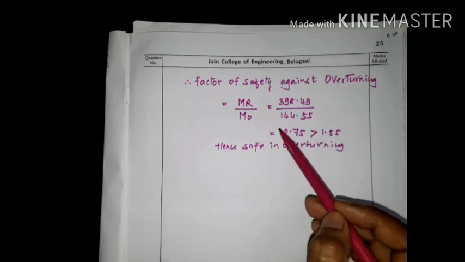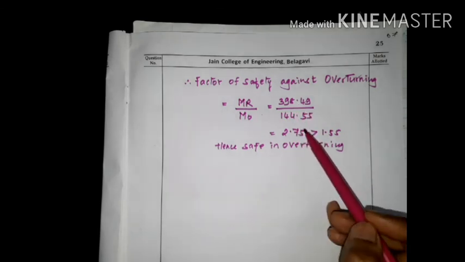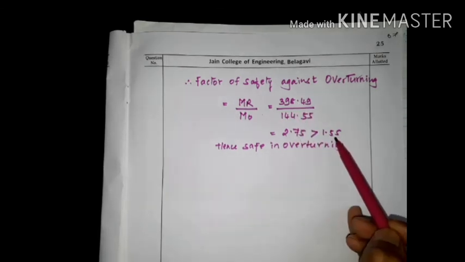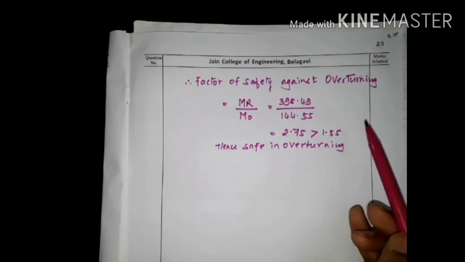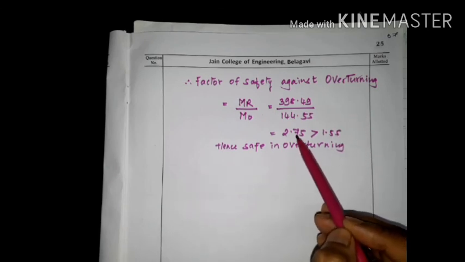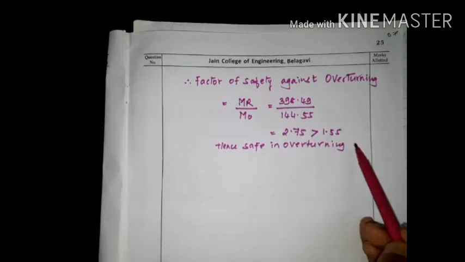If the ratio of these two is less than 1.55, it means it is unsafe against overturning, or your wall will overturn very easily. So your retaining wall is unsafe, and you have to go back and revise the design. Understood? Here it is not like that. The factor of safety is 2.75, which is more than the limiting value 1.55, hence safe in overturning.